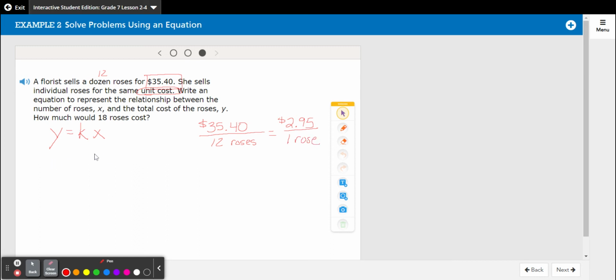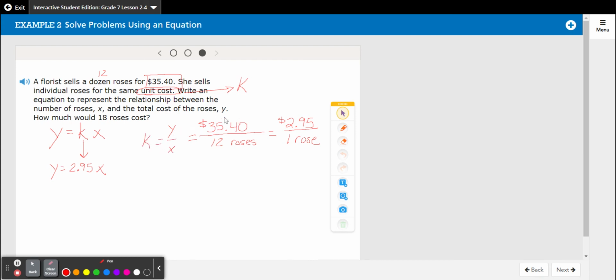So the equation then would substitute the unit rate, because remember, this unit cost is what we call our K value, the constant of proportionality. So this is going to become $2.95. So Y is going to equal $2.95 times X. X is going to stand for the number of roses, because remember, when we do this, this is Y over X. That's what equals K.